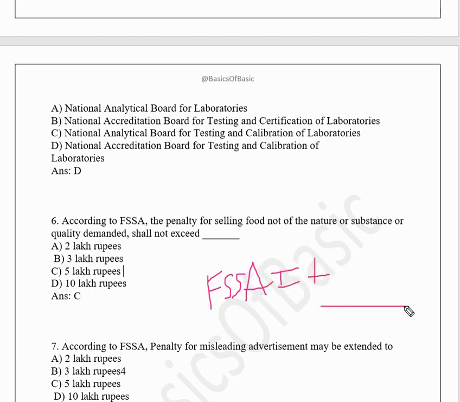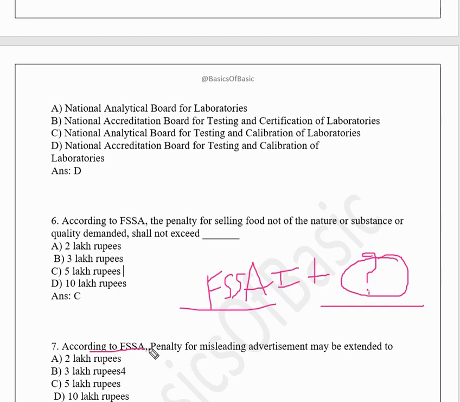So I have done this in the revision classes also. So my question is, which is this organization that has joined with FSSI to monitor misleading advertisements and remove them from the public? So my question is, which is this organization? Okay, so if you know the answer, you can comment in the comment section.